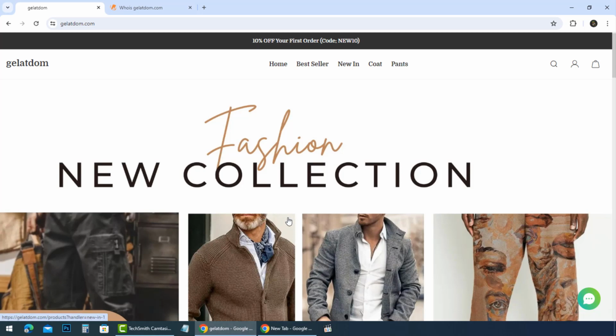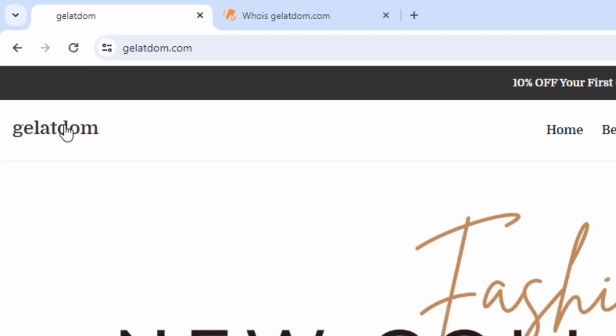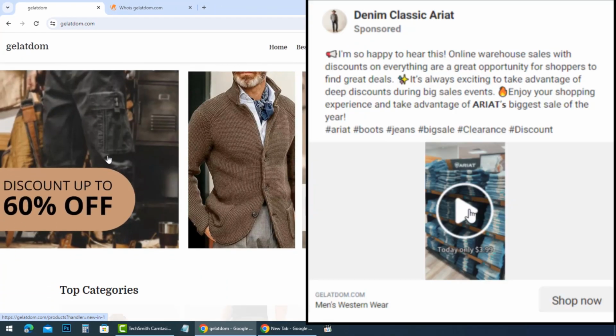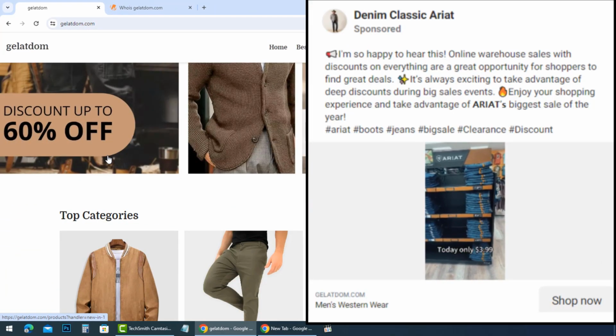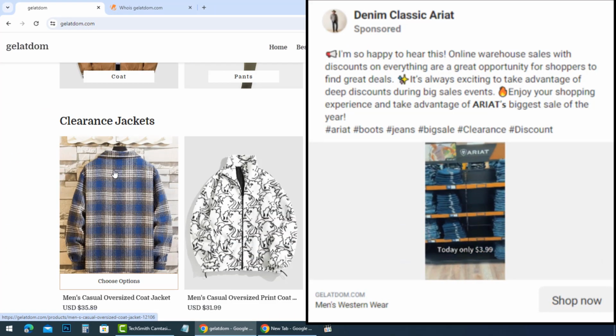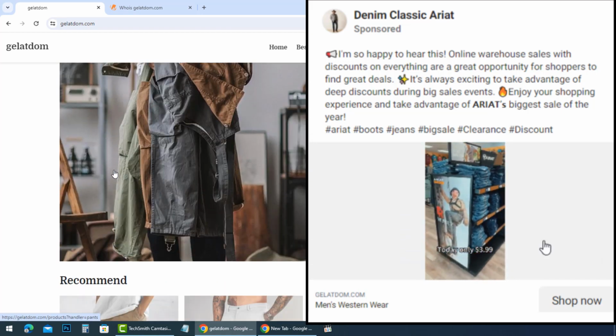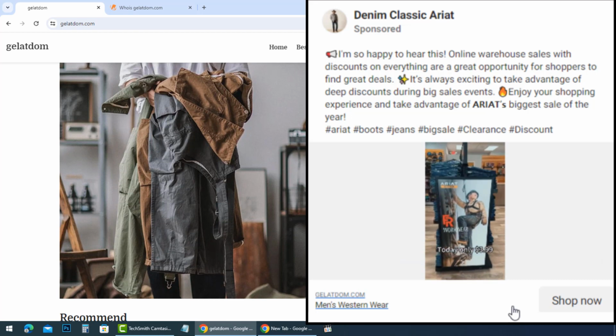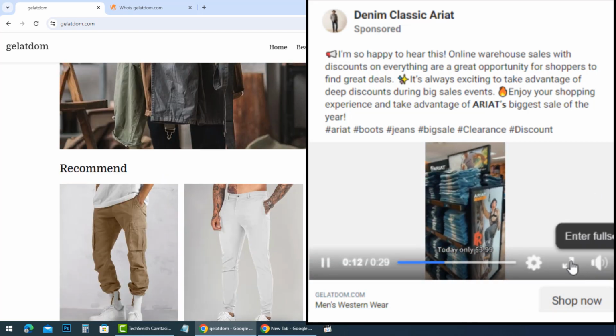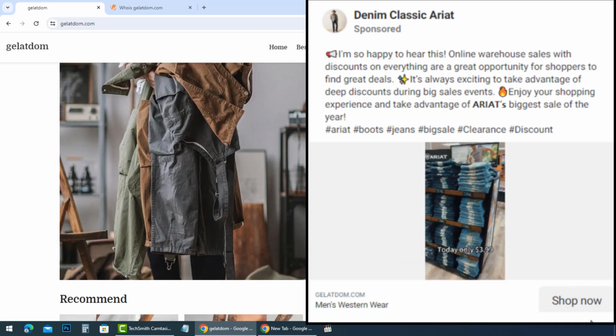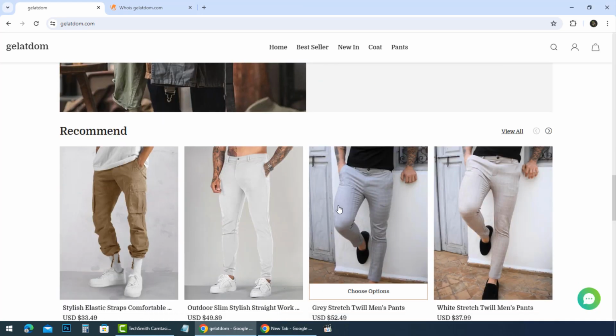Hi everyone. Many people get some ads from Gelatdom.com, and they are asking if it is a scam or legit. Gelatdom is a store for men's Western wear promoting the biggest sale of the year, and many other products at cheap prices, like today only $3.99. So I'll start to give some red flags.